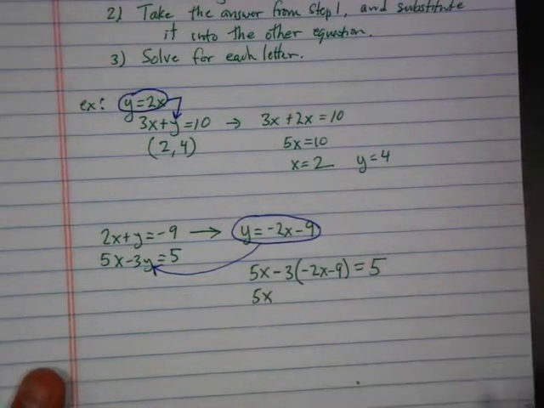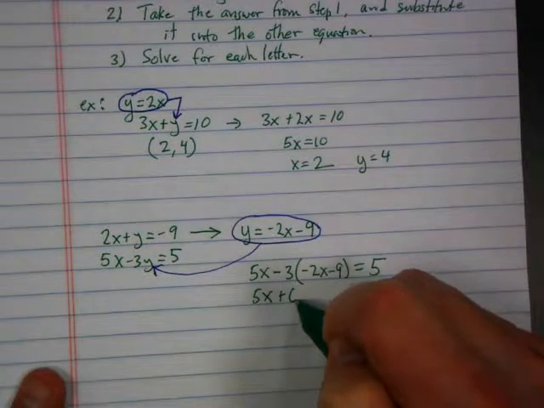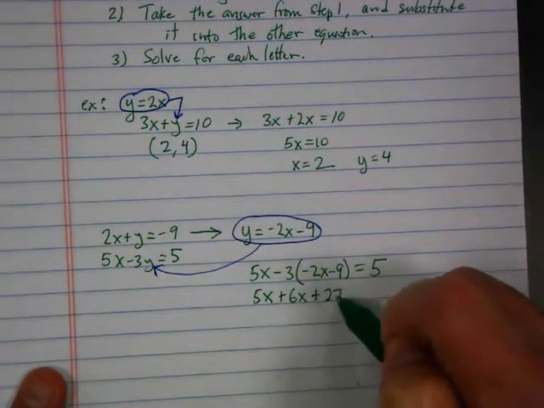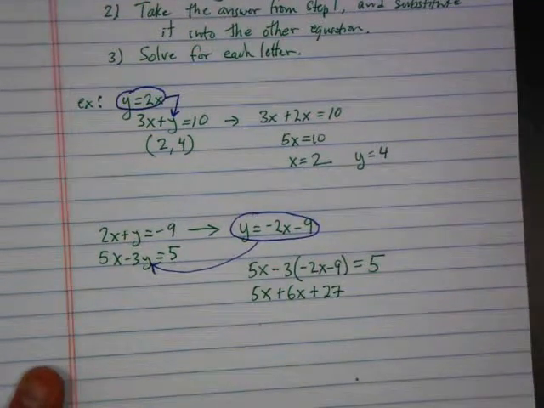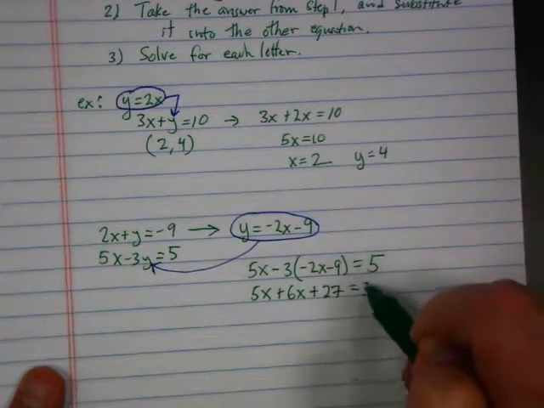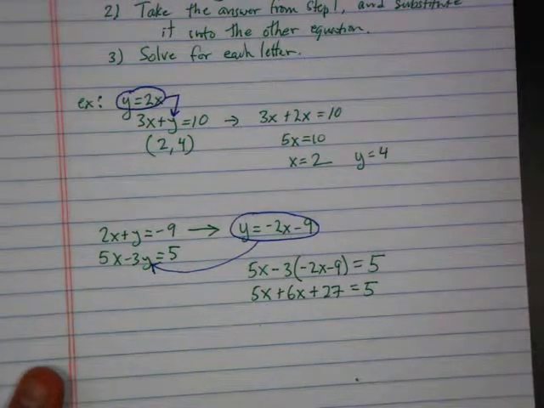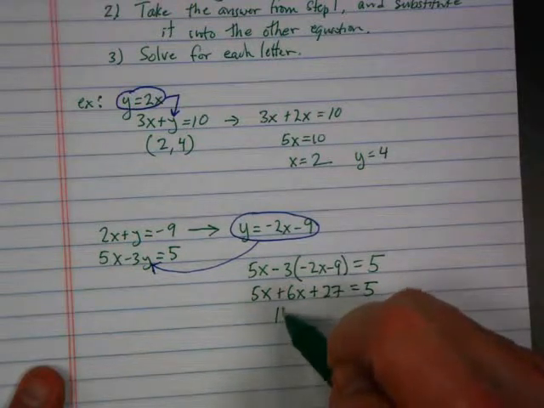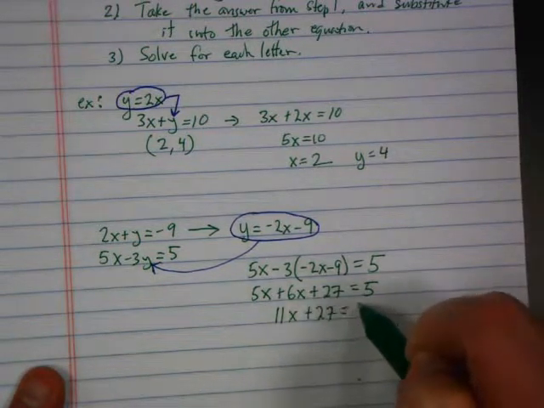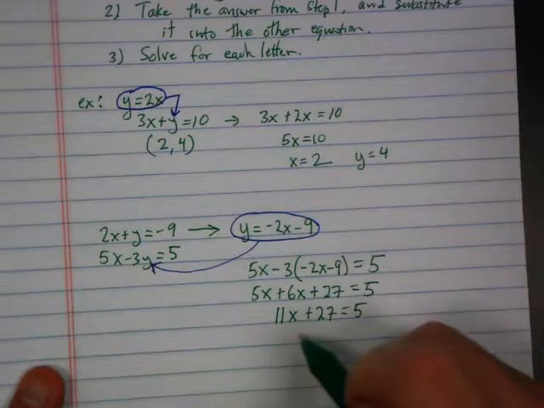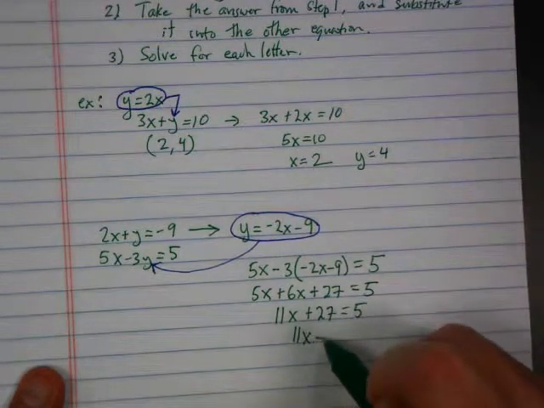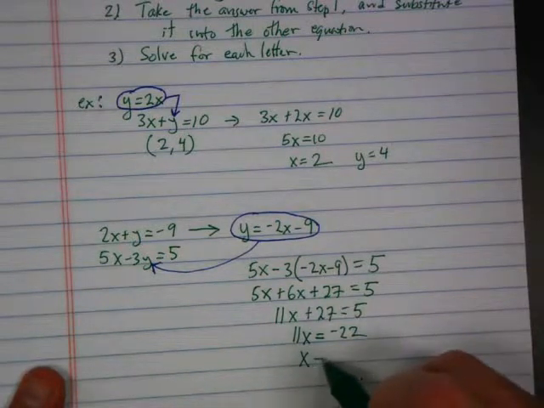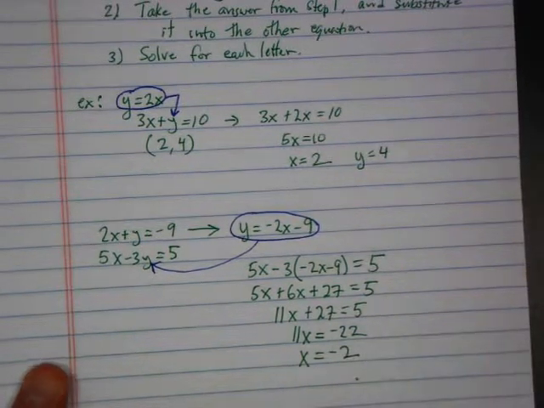5x plus 6x plus 27. Make sure you distribute the -3 through. -3 times -9 is 27. Equals 5. Combine your like terms. 5x and 6x makes 11x plus 27 is 5. We subtract 27. Negative 22. Divide by the 11. x is -2.